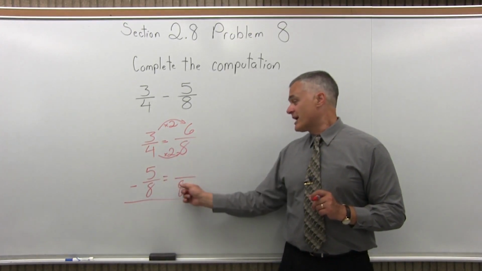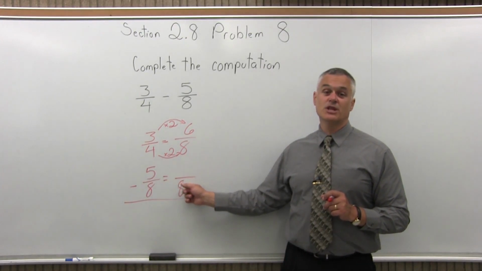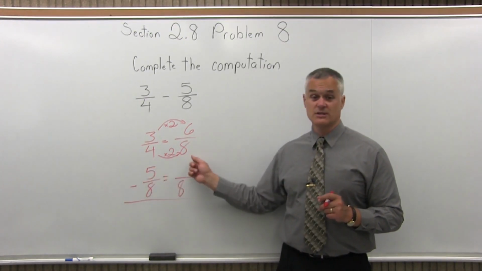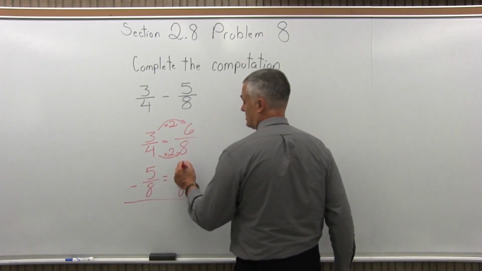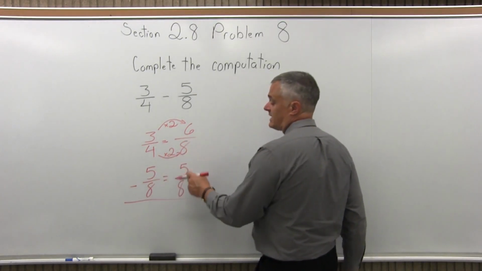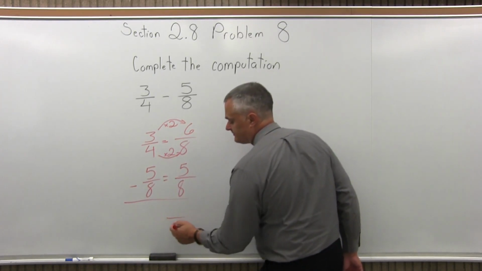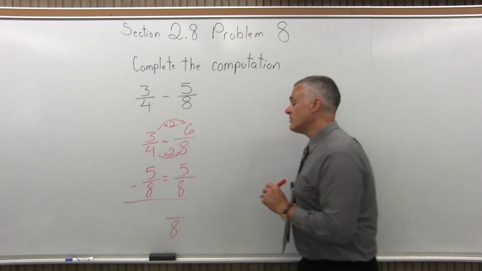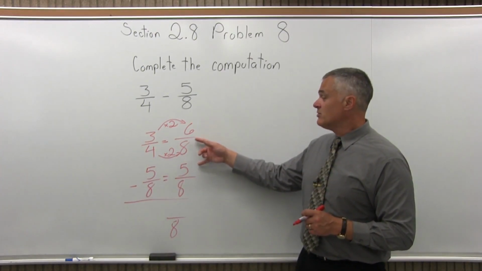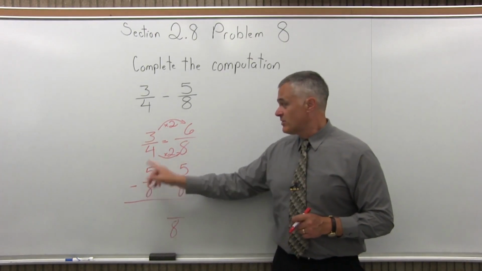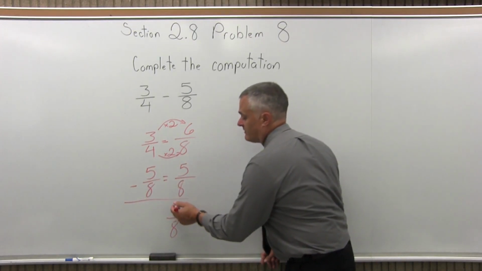Now, for the lower fraction, the denominator didn't need to change, so that means the numerator doesn't need to change either. The denominator stayed 8, the numerator was 5, so it can just stay 5. So I have the same denominator for both fractions now. So the denominator in my result will be 8, what that common denominator is, and I can combine the numerators. It's a subtraction problem, so 6 minus 5 is 1.